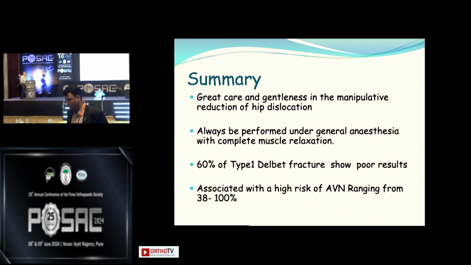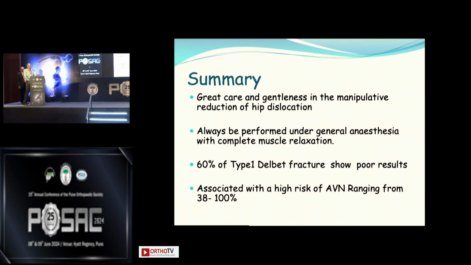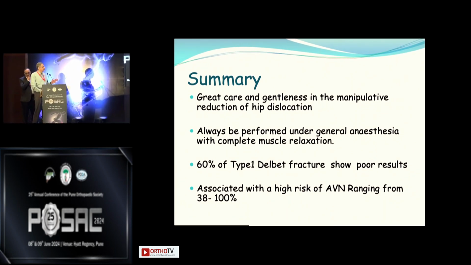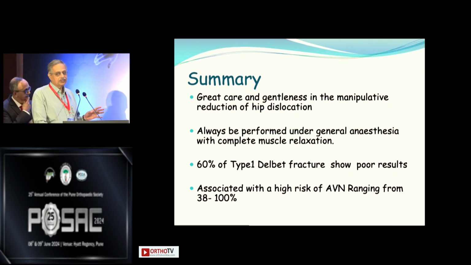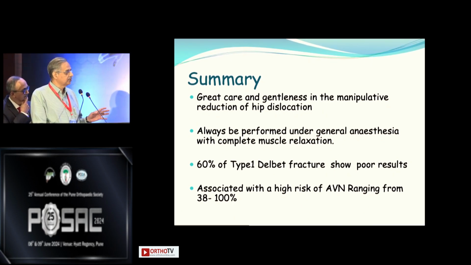Great care and gentleness in manipulative reduction of hip dislocations should always be performed under general anesthesia with complete muscle relaxation. 60% of type 1 Delbet fractures show poor results and they are associated with a very high rate of AVN, almost 38 to 100%. Thank you.